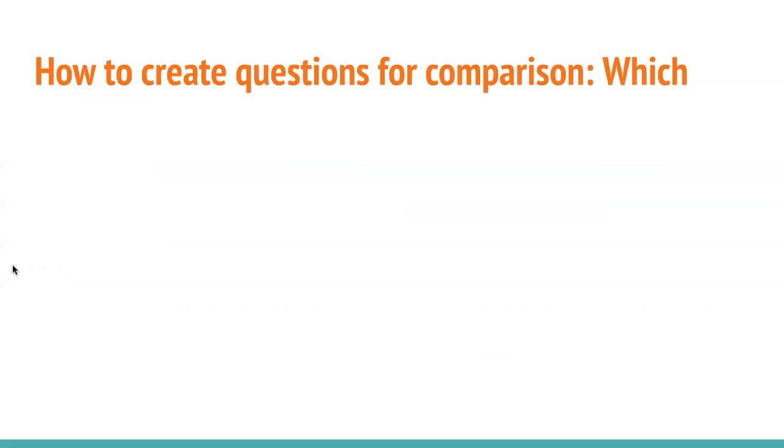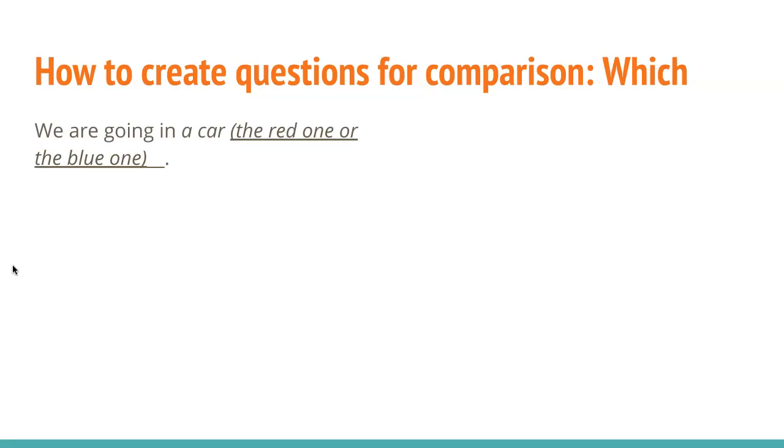First, let's talk about how to create these types of questions. We start with a regular English sentence. We are going in a car. We have two cars, the red one or the blue one. To make this a yes or no question, we would simply switch the auxiliary verb are and our subject we. Are we going in a car?